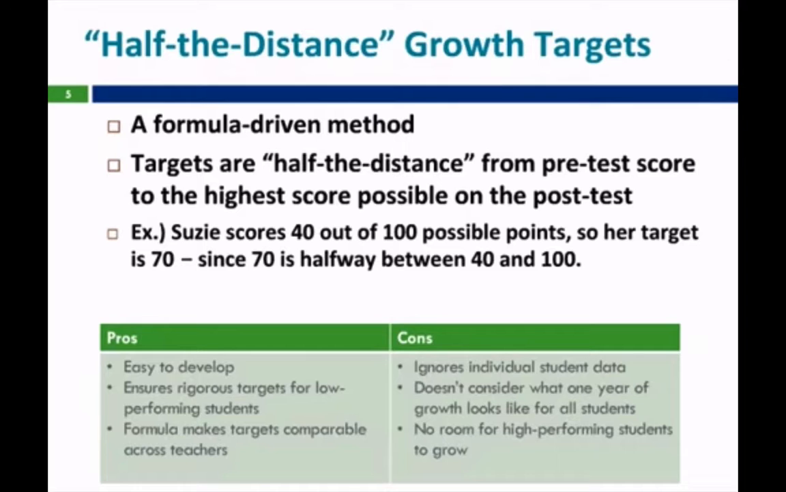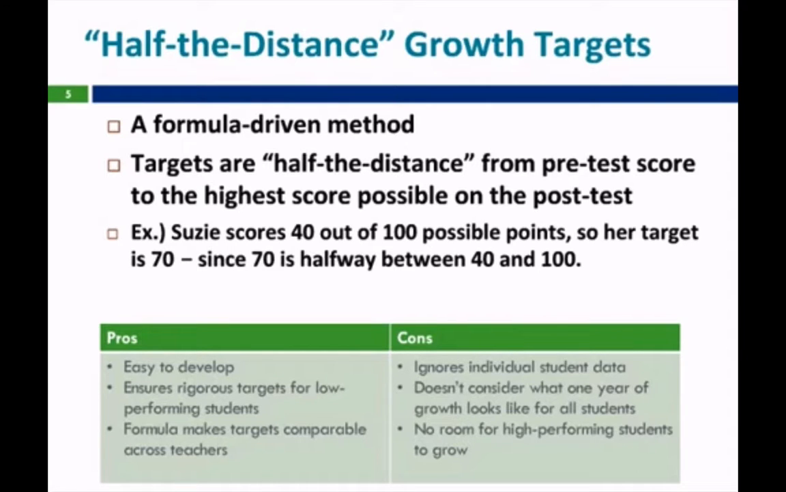Half the distance growth targets are a formula-driven method for setting targets. And the name comes from the fact that the targets are half the distance from the pretest to the highest possible score on the post-test. So again, and this is just for the sake of convenience, not every assessment you use will be out of 100 points. Let's say Susie scores 40 out of 100 possible points. So her target is a 70 because the 70 is halfway between a 40 and 100.